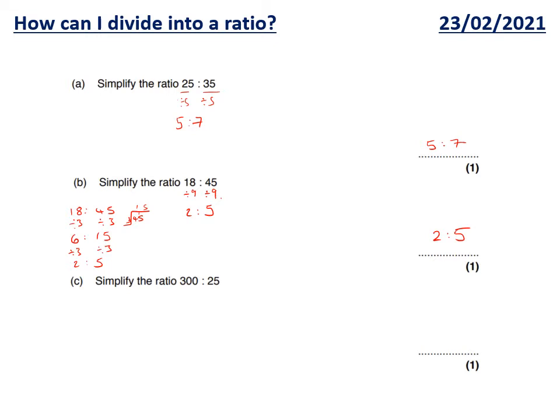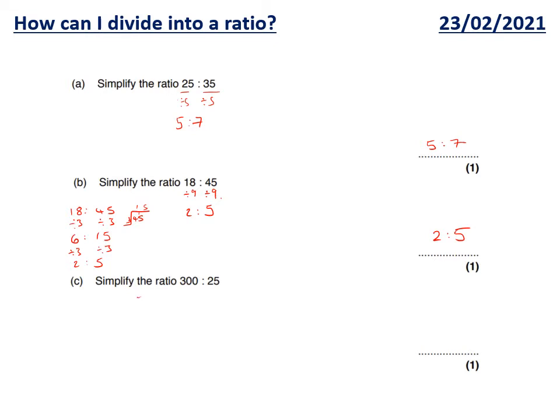So much in a similar way for our part C here. Simplify the ratio 300 to 25. Now, if you were really sharp with this, you might have spotted that you can divide both of these numbers straight away by 25, and you'd be able to get straight to our answer. That might not be the case for everyone, so I'm going to do this in a slower way, but you should still get the same answer. If you did spot the 25 as a factor, really, really well done.